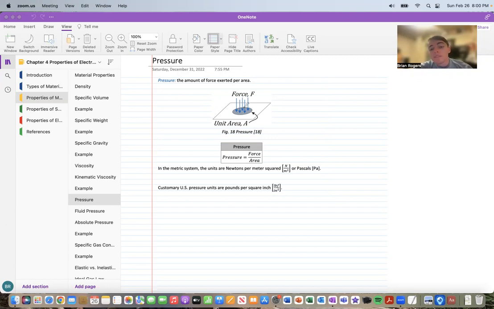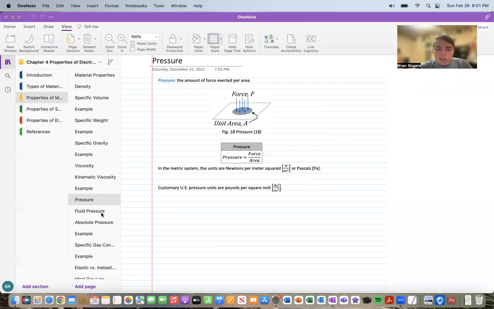And so force is in units of newtons, and then area is in units of meters squared. And so what we're going to notice is that pressure is in units of newtons per meter squared, or pascals. So a pascal is equal to a newton per meter squared. In the US system, though, they say pounds of force per inch squared, but we're going to be working a lot of times with the metric system.